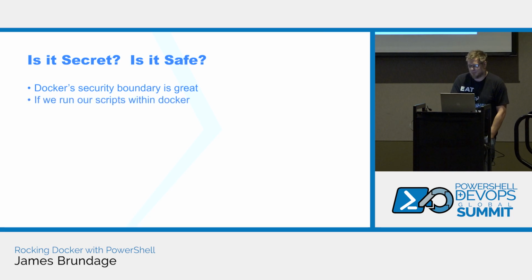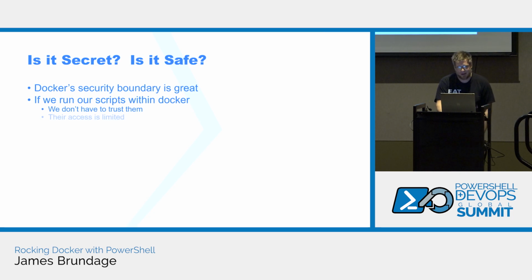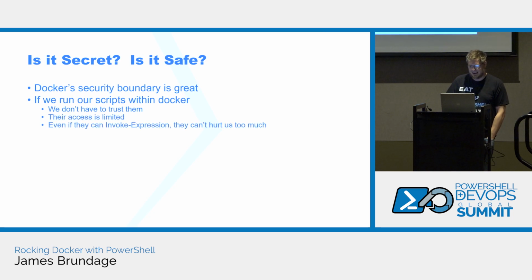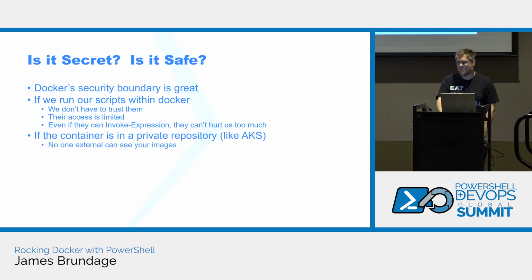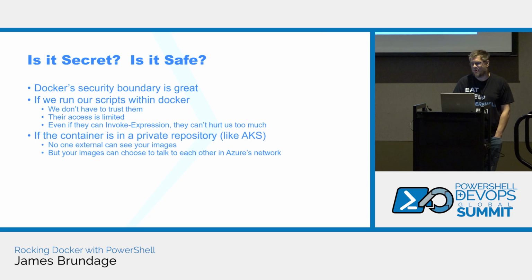If we run our scripts within Docker, then we're pretty much set. We don't have to trust them. Their access is limited. Even if they can Invoke-Expression, they won't hurt us too much. If the container is in a private repository like AKS, no one external can even see your images. But your images can choose to talk to each other inside of Azure's network. So like I'm only ankle deep. When I'm hip deep, I'll expect to be able to talk about this more.